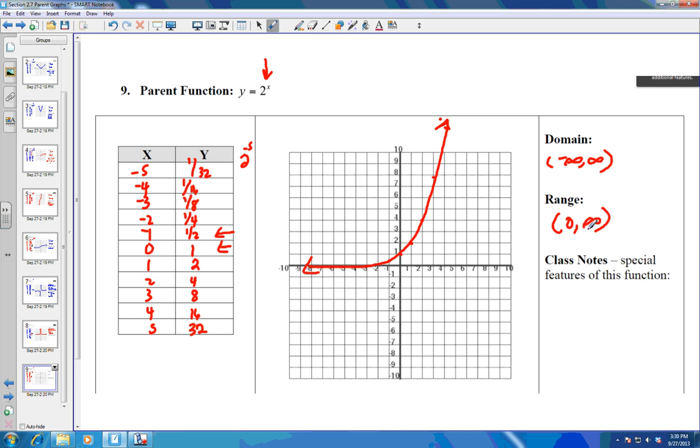Okay, so what you're going to do is you're eventually going to have to memorize what each of these parent function graphs look like, because we're eventually going to start doing things to these parent graphs. We're going to translate them, shift them over, shrink them, things like that.